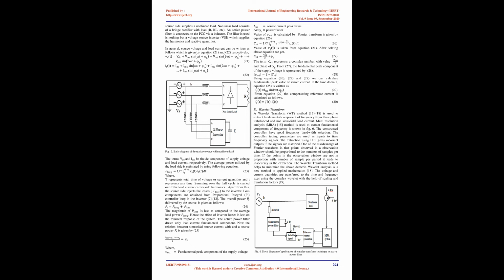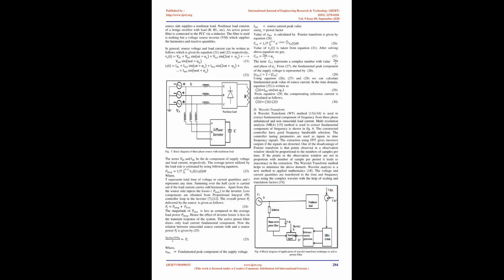Let us assume the supply voltage is rigid because of the source inductance and capacitance. As shown in Figure 5, the source side supplies a nonlinear load. The nonlinear load consists of a bridge rectifier with load R, RL, etc. An active power filter is connected to the PCC via an inductor. The filter is nothing but a voltage source inverter, VSI, which supplies the harmonics and reactive quantities. In general, source voltage and load current can be written as follows, which is given by equation.